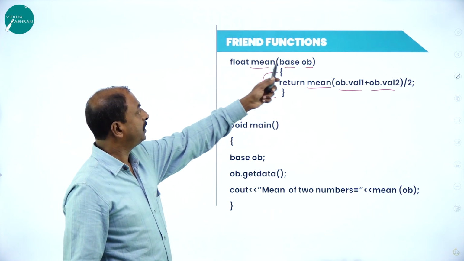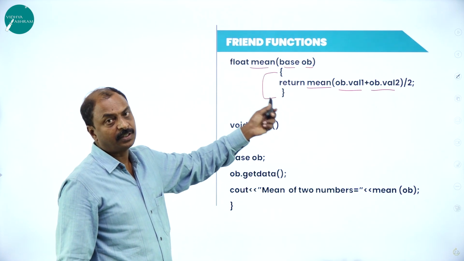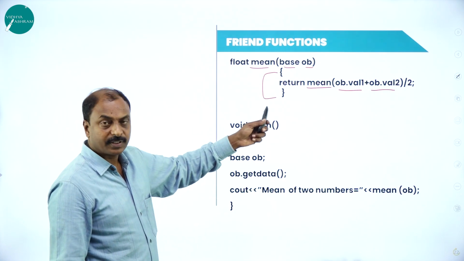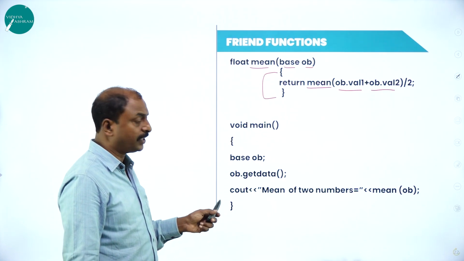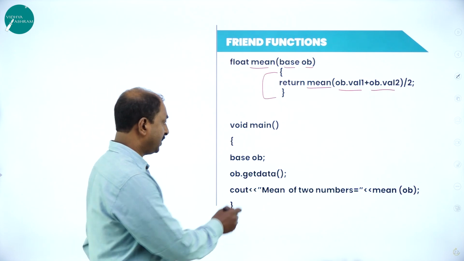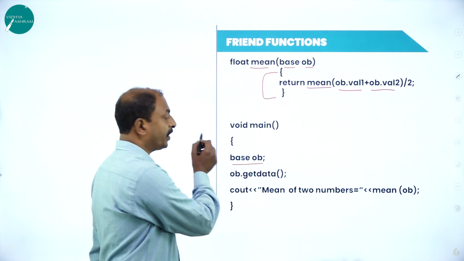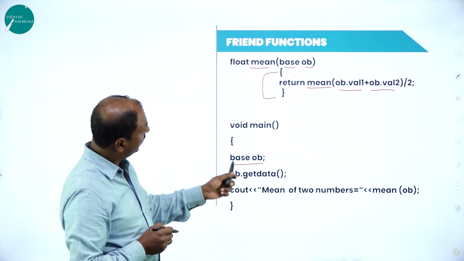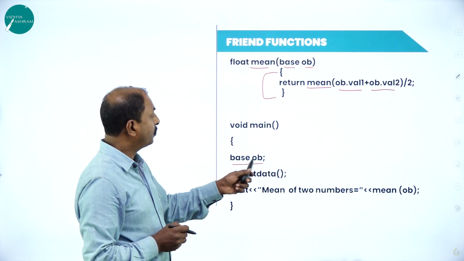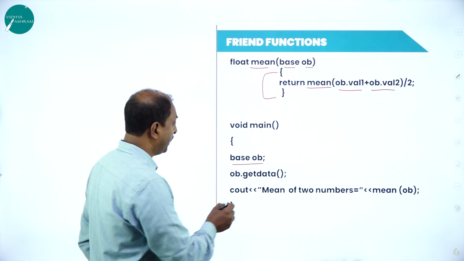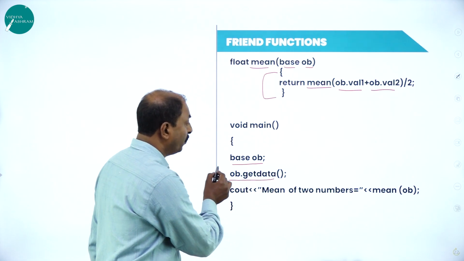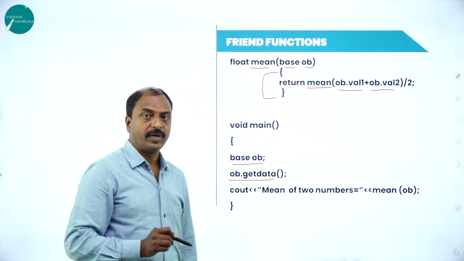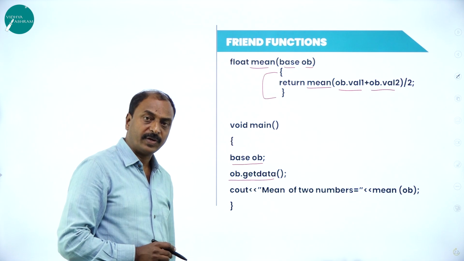So this is the friend function definition outside the class. Now after this, we have the main function, void main. Inside this, the first step is creation of an object of the class base, define the object. Next, we call the function ob.getData. This is how we invoke or call a normal function. GetData is a normal function.